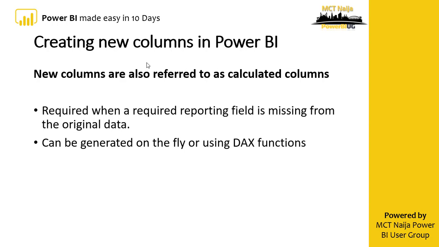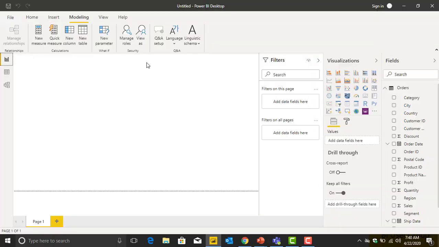And you can generate that new column either by writing a formula on the fly. What I typically mean by on the fly is that you just use operators like, for example, this column plus this column, or this column minus that column. Or you can use DAX functions to generate your new columns. So let's see how we do something like that.